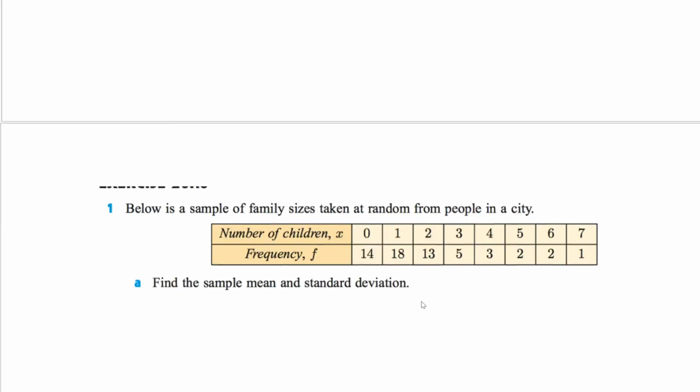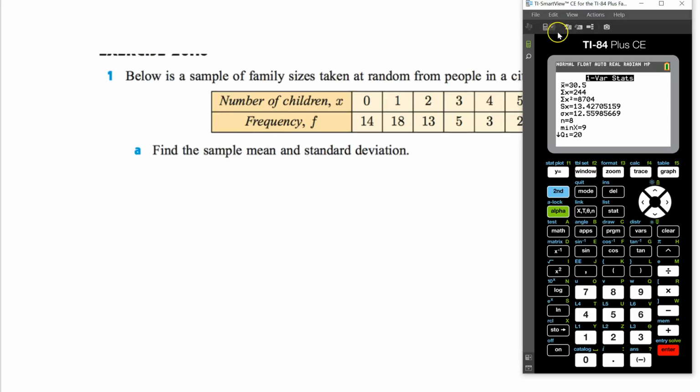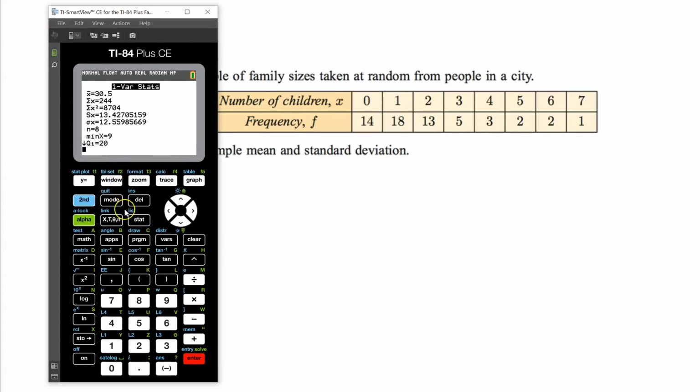So let's look at this quick example. You can do the same thing with frequency. If I give you a frequency, you can do the exact same thing. You go stat, edit. Let me clear my list here. You can type in the data. So number of children, 0, 1, 2, 3, 4, 5, 6, 7. Then over here, frequency: 14, 18, 13, 5, 3, 2, 2, and then 1. So there's my x and my frequency.